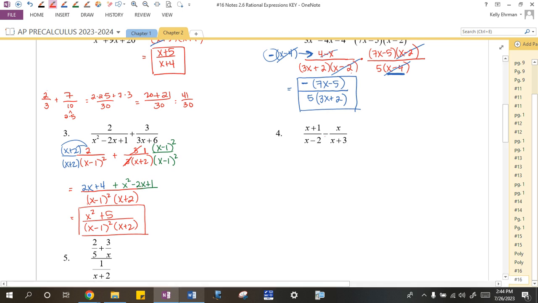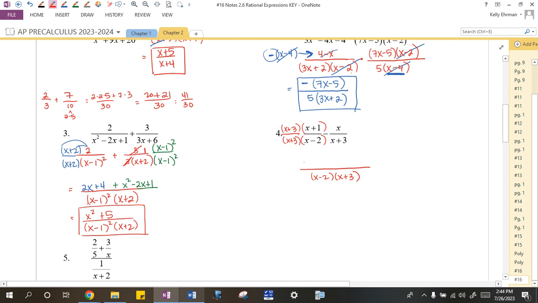Number 4 is a rational expression minus another rational expression, and their denominators are x minus 2 and x plus 3. So the common denominator is x minus 2 times x plus 3. We need one of each of those multiples represented to get the least common multiple. That means that the first fraction needed to get multiplied by x plus 3 in its denominator to get the common denominator, so we also have to do that in the numerator.